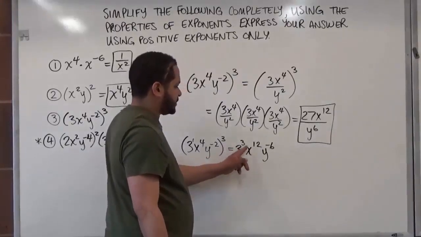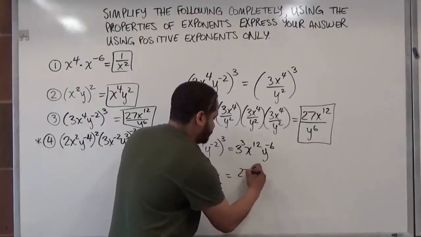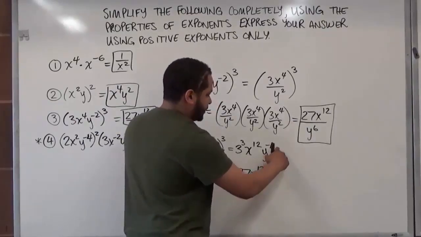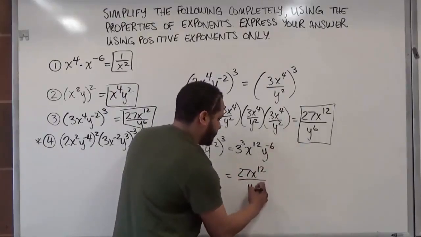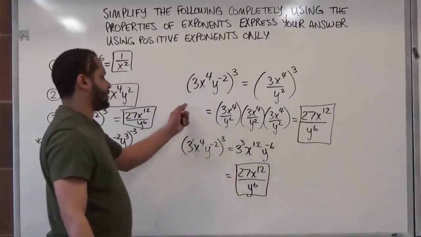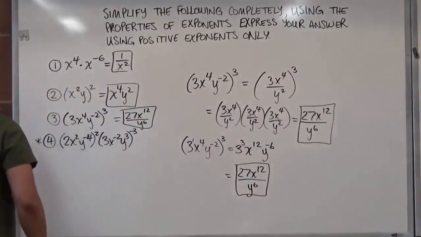And this is going to just get expanded. So 3 to the 3rd power is 27. X to the 12th stays in the numerator. Y to the negative 6 moves to the denominator, and the power changes from negative to positive, like so. And there's our solution. A lot easier than expanding it, right? Same solution, just a lot easier work.